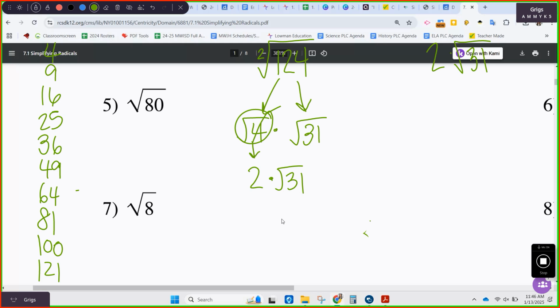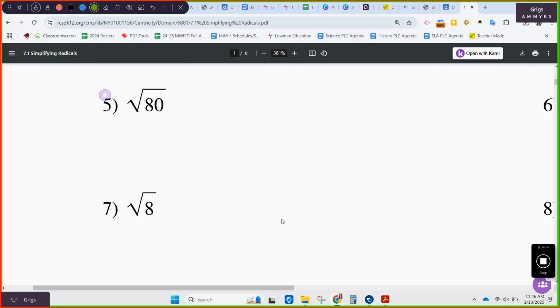Alright, with your group, I don't expect you to get these right. I just expect you to try. Go ahead with your person and simplify the square root of 80. Okay. Get as far as you can.